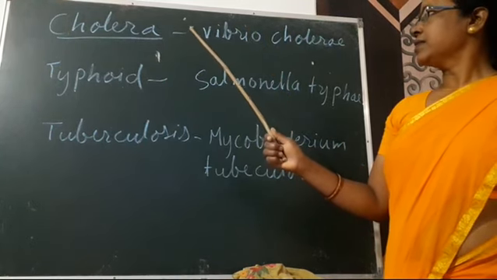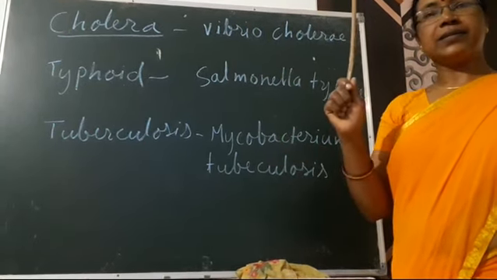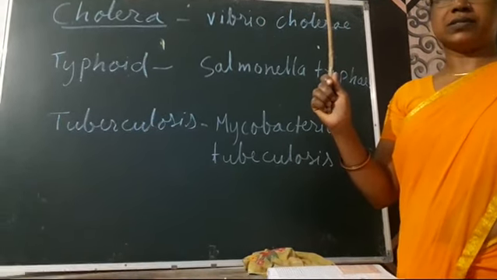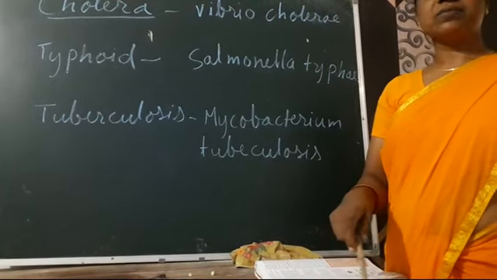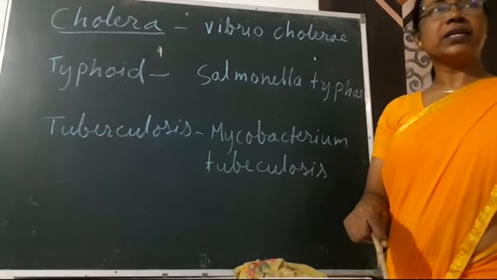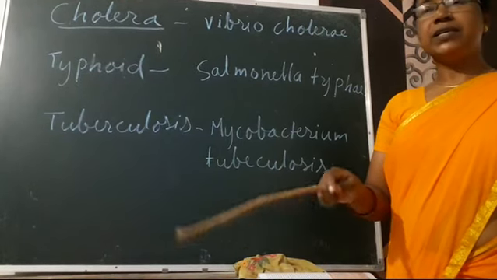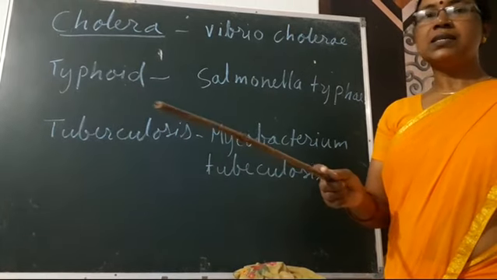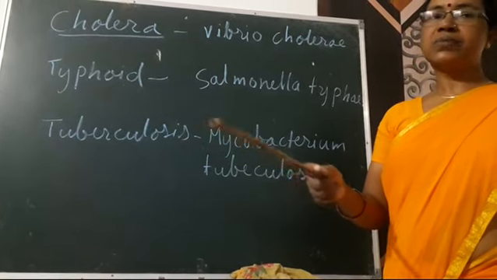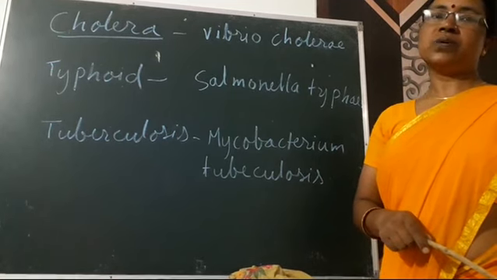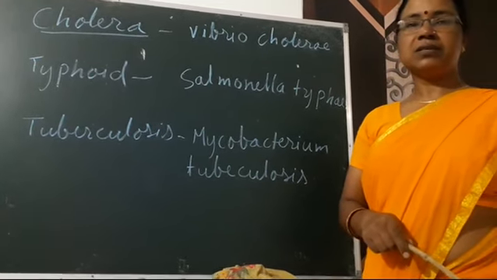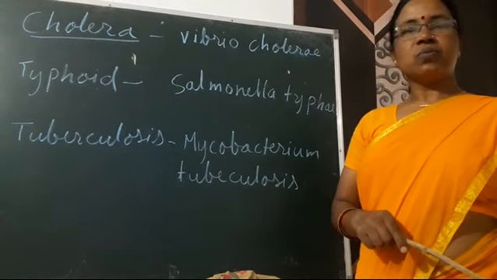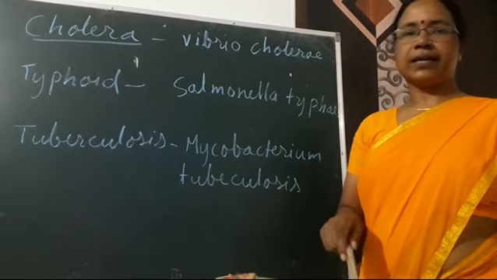And next, how is it spread? It is spread by contaminated food and water. Whenever we drink water, we should be very careful about what we are drinking, and whenever we eat food, we must check whether we are eating covered food or simply going on eating. So germs can enter through that. So how to prevent? Proper sanitation and clean water drinking, or boiled water should be drunk.